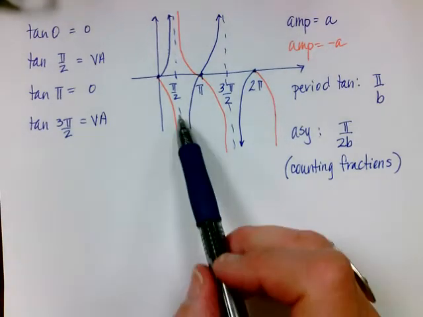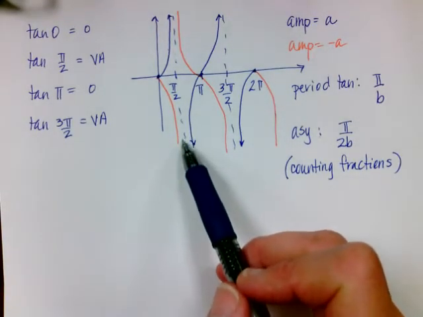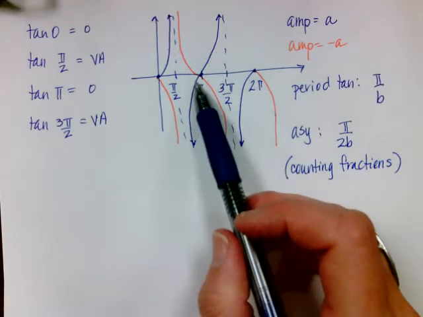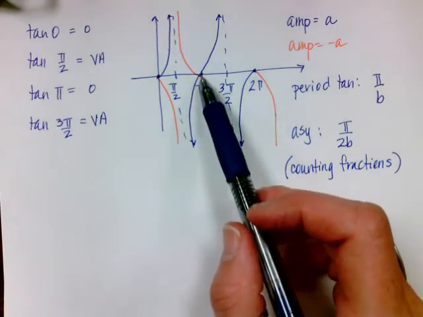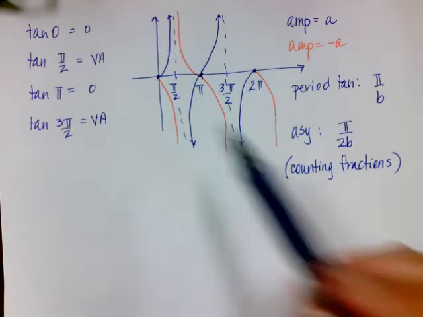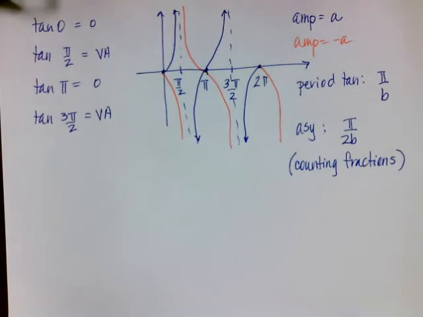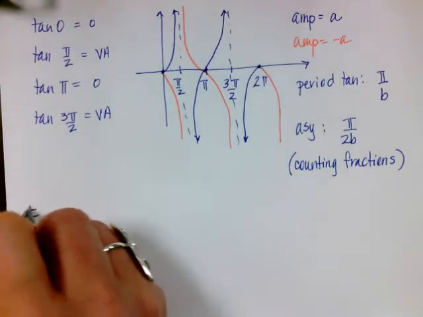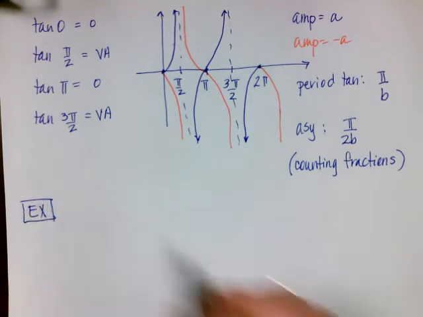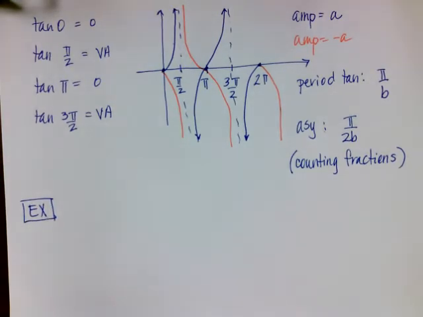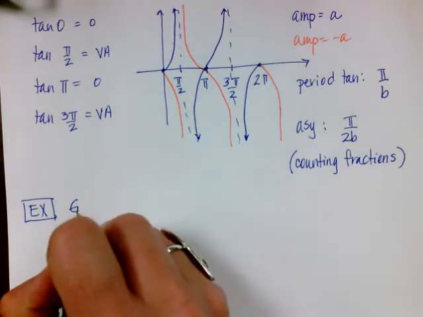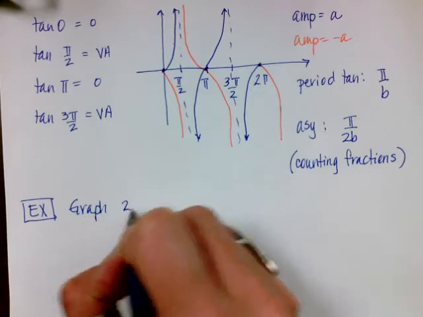Okay, you do have to show your asymptotes as a dashed line. You do have to show your curves crossing the x-axis and approaching your asymptotes. So that would be my expectation when we do some problems. Alright, I'm only going to do one other example for you because tangent's really the easiest of the 3 to graph. So I want to graph 2 complete cycles.